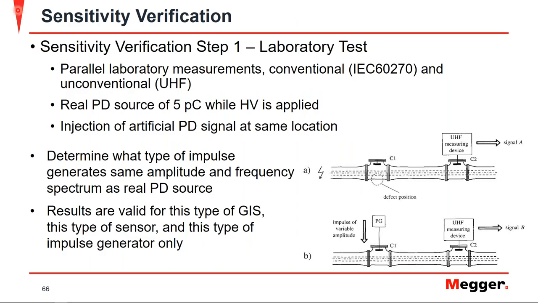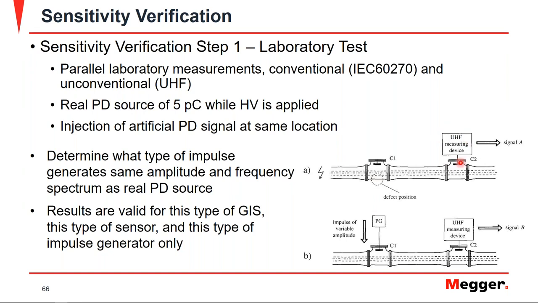Now, when we talk about the sensitivity verification, the first step is a laboratory test. This is where you have your parallel measurements of your conventional method and the unconventional method that we previously discussed. In this situation, you have a real PD source, as seen here in A at C1, of 5 picocoulombs. You know that by verifying it through the conventional IEC 60270 method, using a coupling capacitor and high voltage, as you can see here, to induce the partial discharge. And you know now that it's 5 picocoulombs by measuring it through the conventional method.